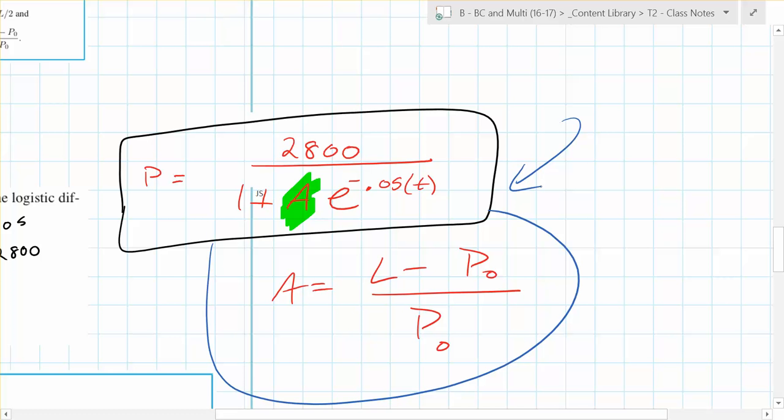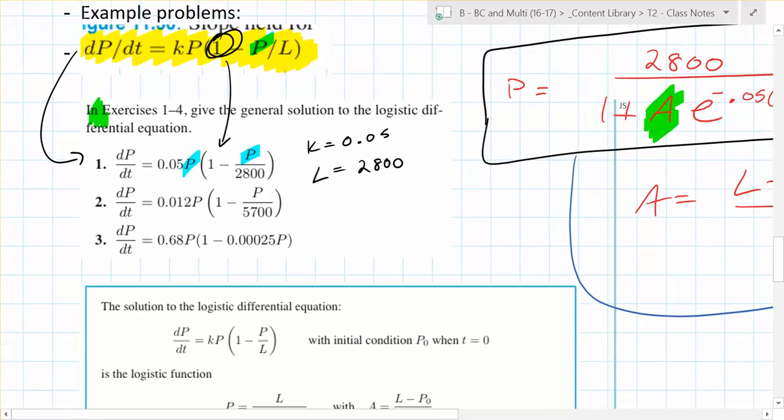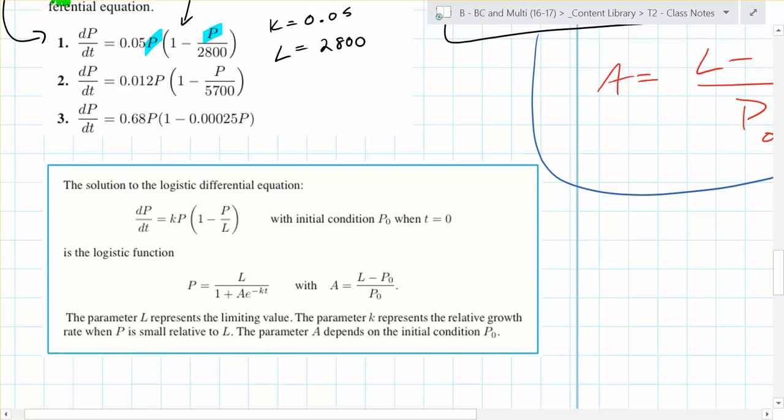But if I were to give you an initial population, let's say 100, L is 2800 minus 100 over 100, so it would be 27. Does that kind of make sense, everybody? This represents all of the possible solutions, and to find A, we need an initial population. So why don't you find a piece of the board? Let's do the next one at the board.